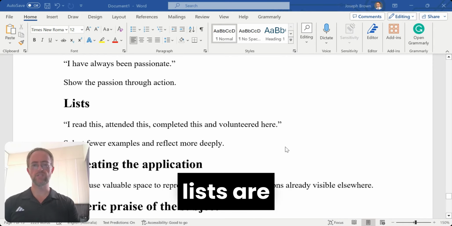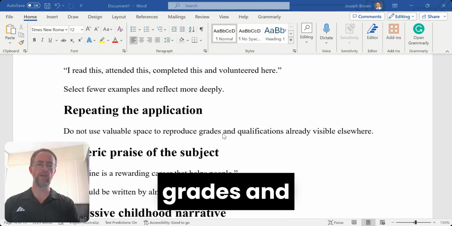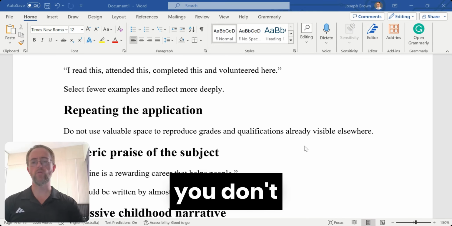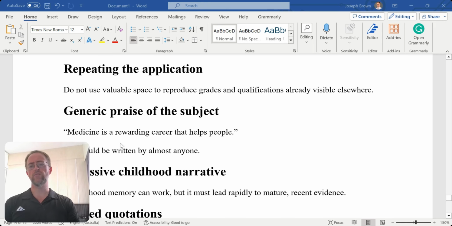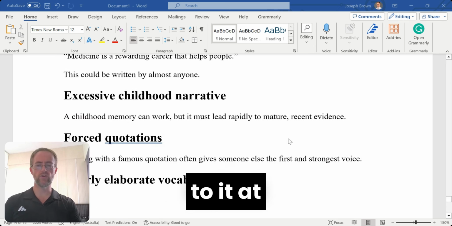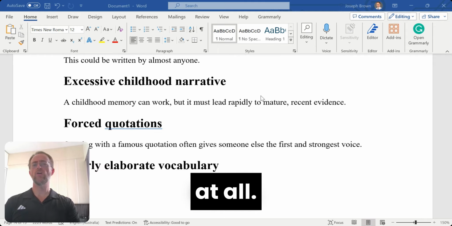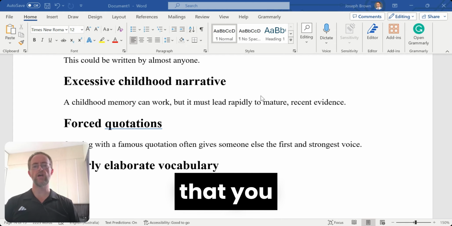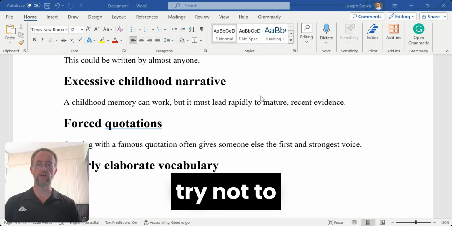Lists, I think we've made the point that lists are not going to work. Repeating the application. Do not use valuable space to reproduce grades and qualifications. If you've already listed your subjects and your grades somewhere, you don't want to have too much repetition. It's wasted words. Generic praise of the subject. Look, we know that medicine is a very rewarding career. You stating it doesn't add anything to it at all. Excessive childhood narratives. You're going way back to childhood, or excessive narratives at all. Nicely chosen anecdotes that are nice and quickly told, that give the evidence of the qualities that you have. Brilliant. Long stories and you're wasting time and it doesn't fit the genre. So try not to do that.